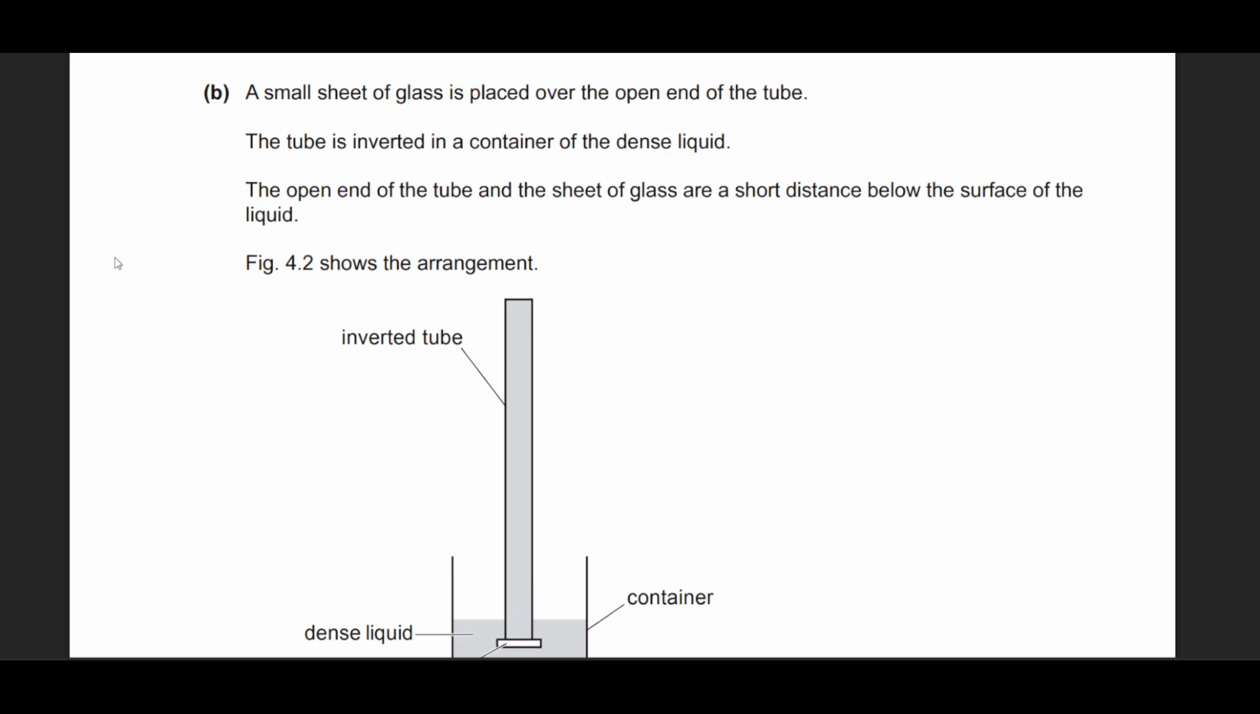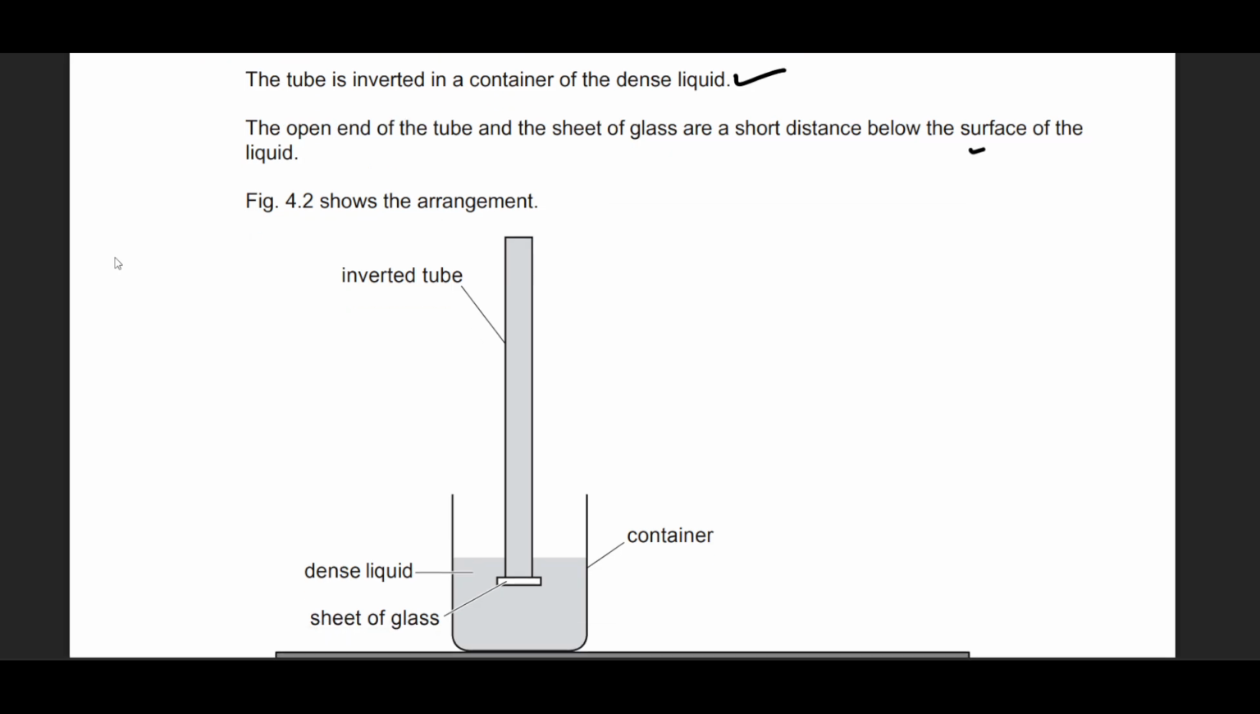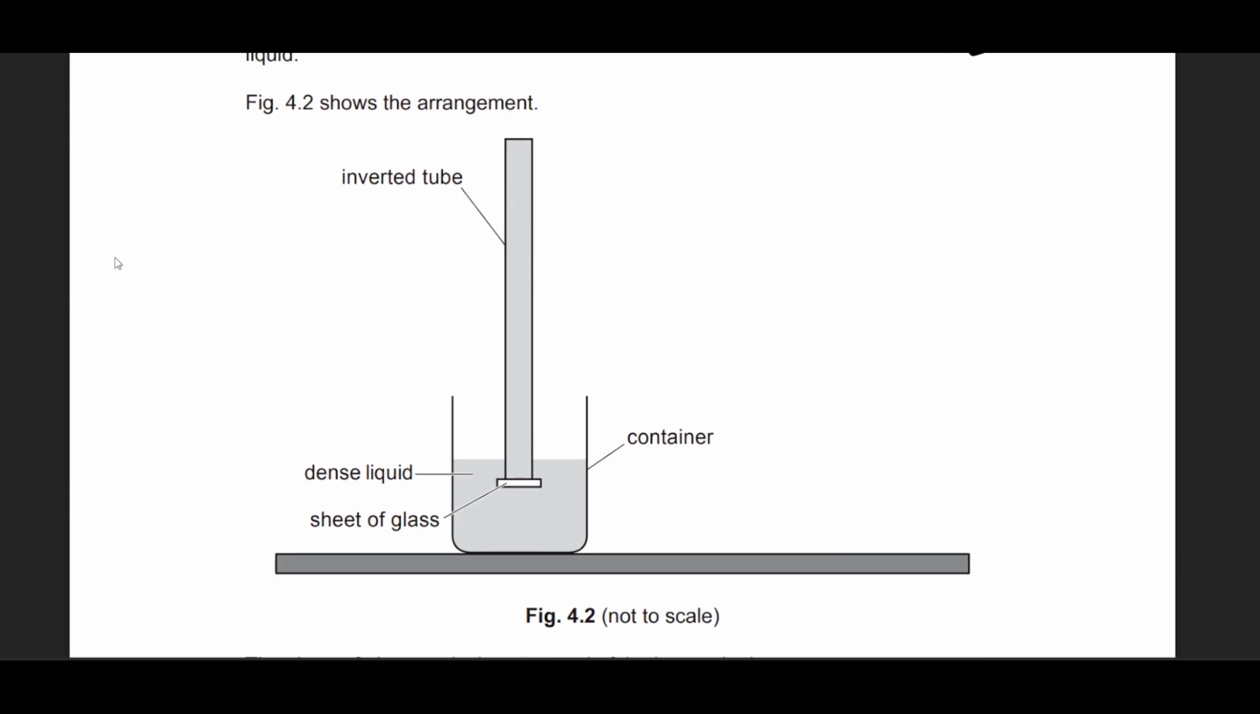Part B, he says a small glass sheet is placed over the open end of the tube. The tube is inserted in the dense liquid, with the open end below the surface. Okay, fine. They're actually trying to make a barometer out of this. If you remember, this is actually how a barometer is made to find the atmospheric pressure.